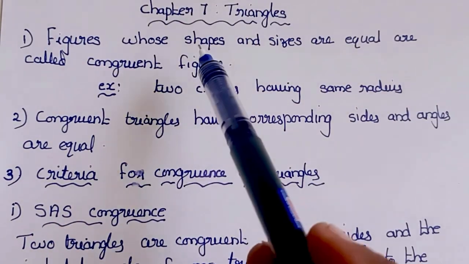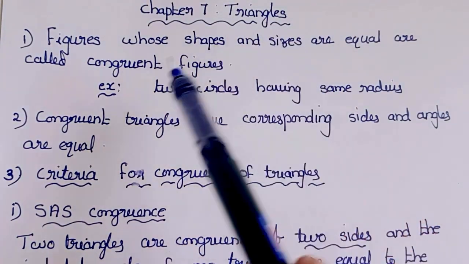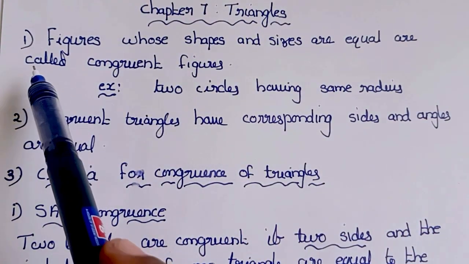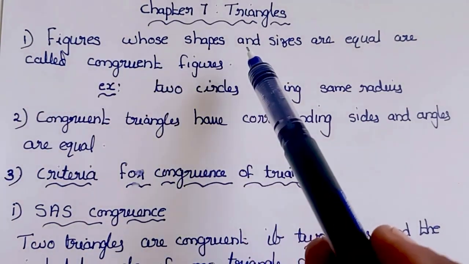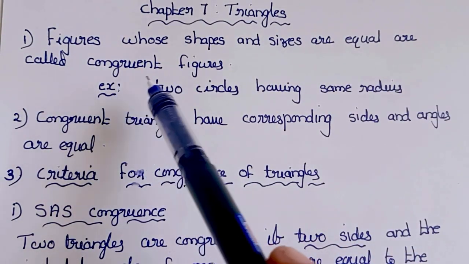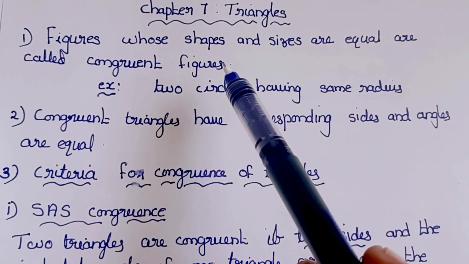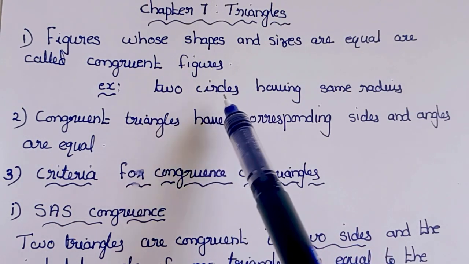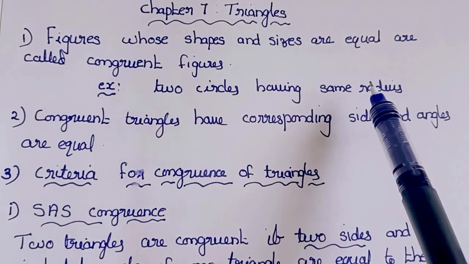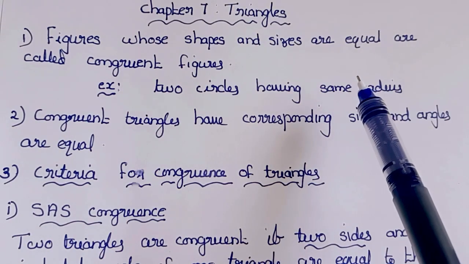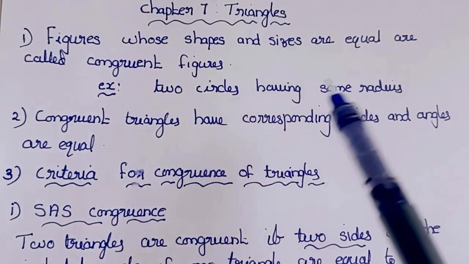Hello students, today we are going to study chapter 7, Triangles. Some important points are there. First one, figures whose shape and size are equal are called congruent figures. Congruent figures means exactly the same figures, okay? That is, two circles having the same radius. If two circles have the same radius, then they are called congruent circles.